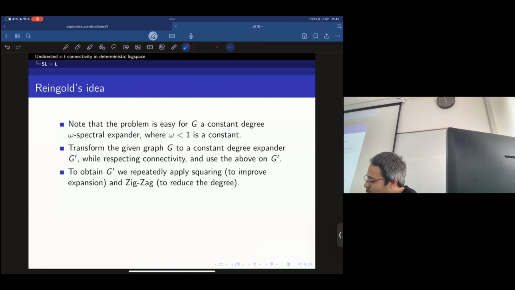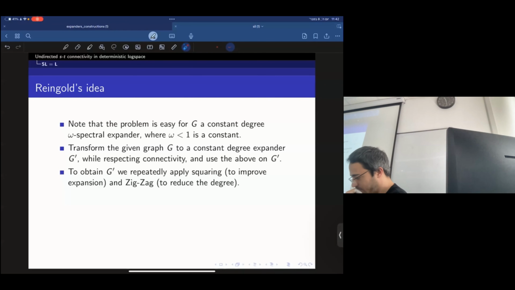So what we are going to do is use squaring and zigzag, not for the purpose of constructing an expander from scratch, but for the purpose of transforming G to an expander. That's where I think it's a killer application of these operations, because you don't just use them to construct something that people knew how to construct.